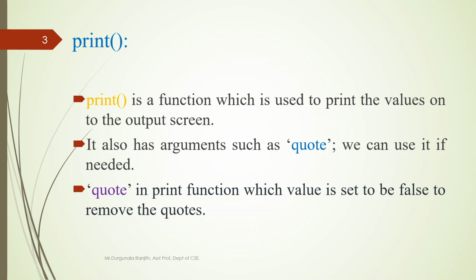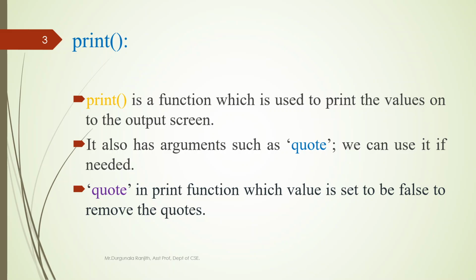Let's see, the first one is the print function. Normally in any programming language like C, C++, Java and Python, we have print functions. Like in C we have printf, in C++ we have cout, and in Java we have System.out.println. In Python we have the print function, and the same print function that we use in Python we will use in R programming. Normally the print function is used to print values on the output screen.